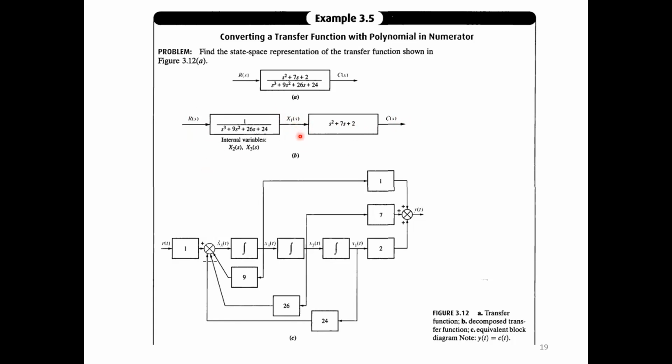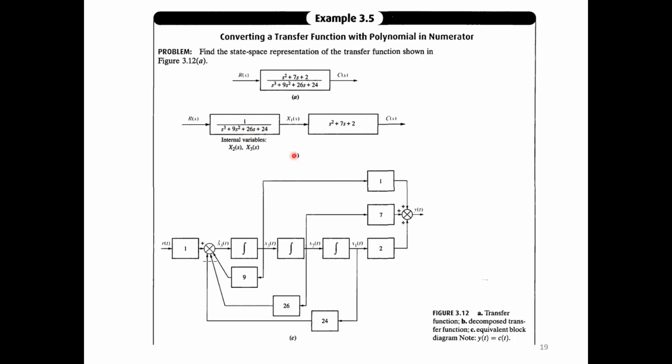Okay, why do you bring this one? To make this easier, you have to bring this one. Now you have to work one by one. First of all, work for this one, and second, work for this one. So for this one, what do you have to write? X1 by R(s) is equal to this. Okay, X1 by R(s) is equal to this.